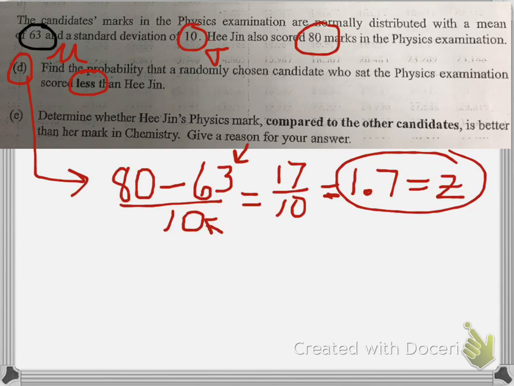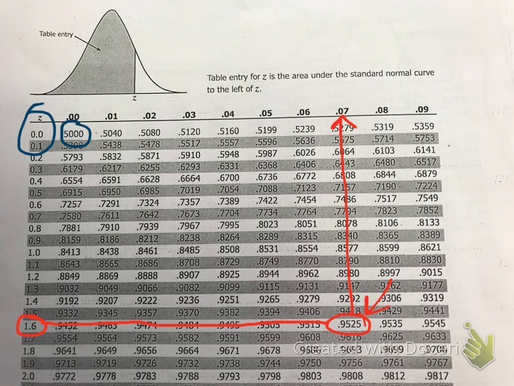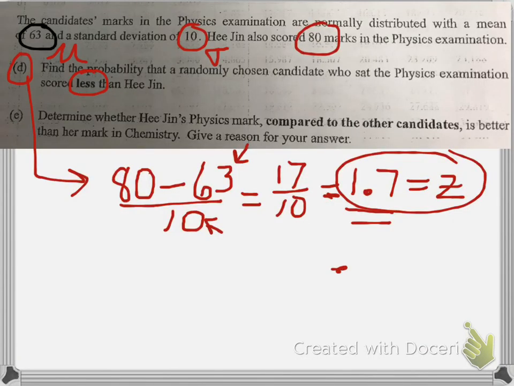That means that Heejin on the physics exam scored 1.7 standard deviations to the right of the mean. We know it's to the right of the mean because it's a positive z-score. So here we go, 1.7. We're going to go back to our table. 1.7 is right here. Now, do we have to subtract that from 1? No, we don't, because this is less than.